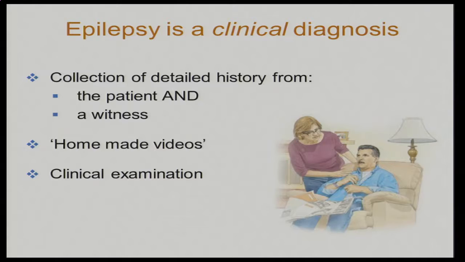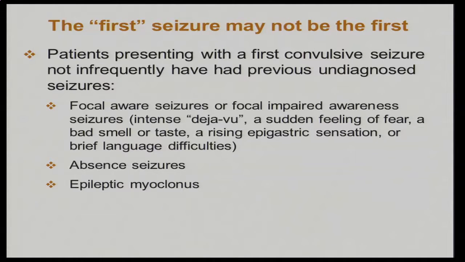Clinical examination often is normal in most people with epilepsy, but there are certain types of epilepsy, especially in childhood, which do present with abnormal clinical neurological findings. It's important to also emphasize that patients will present to you with apparently the first ever seizure. I say apparently because that will be a convulsive seizure, but when you probe deeper into the history, you'll realize that that patient has been having seizures for a while.